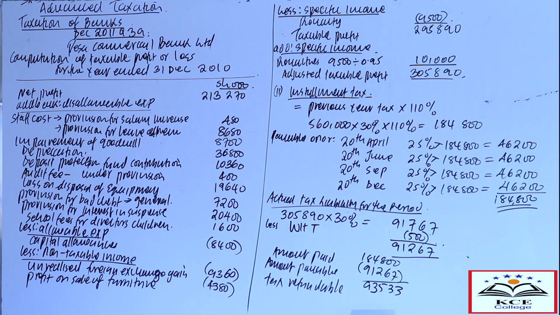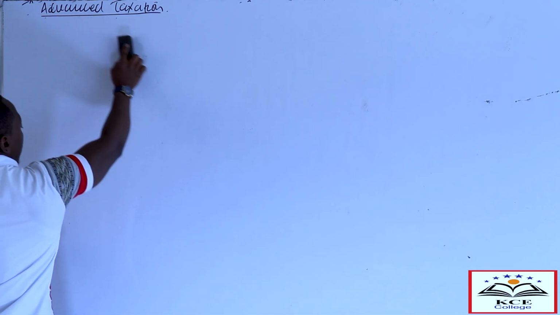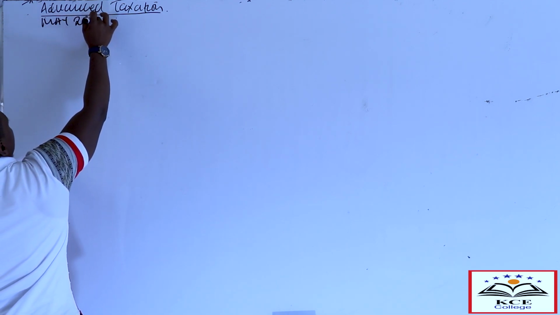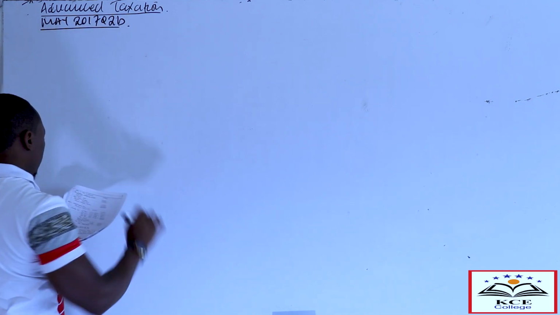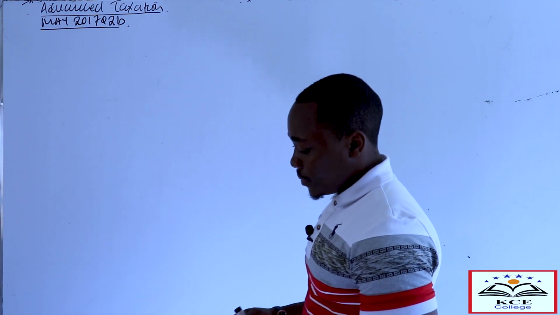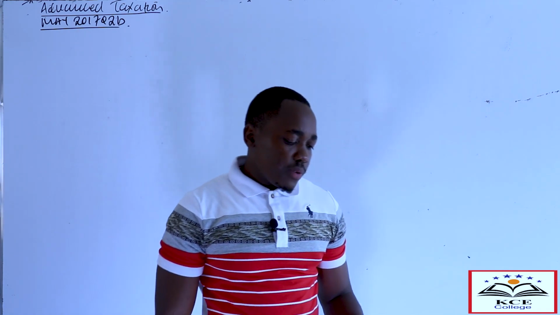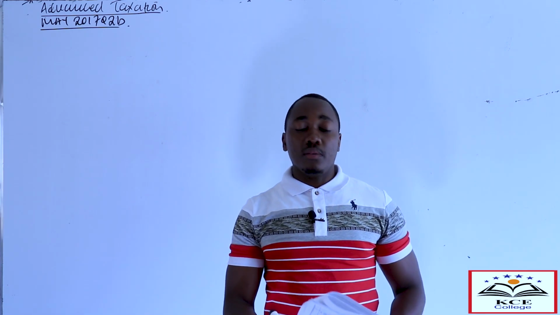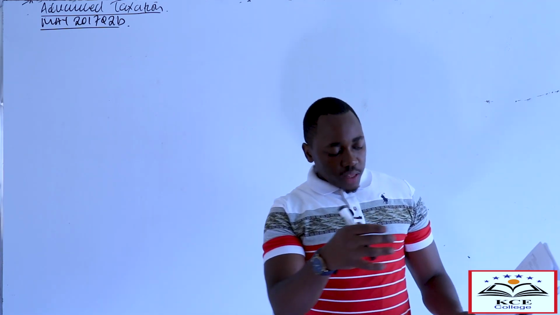So I want us still to try another illustration. May 2017, question 2B. And we are told that the following information was obtained from the financial record of Mali Commercial Bank for the year ended 31st December 2016. Now just look at that question the way it is.